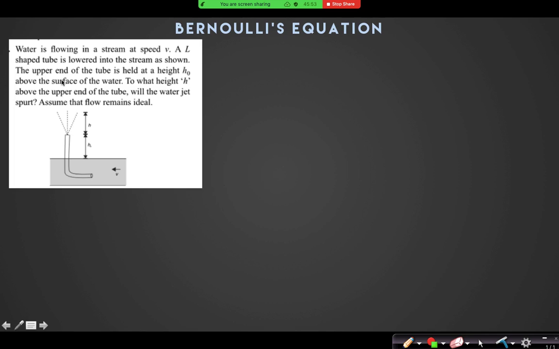Now it says that water is flowing in a stream at a speed v. An L-shaped tube is lowered into the stream. The upper end of the tube is held at a height h0 above the surface. To what height h above the upper end of the tube will the water jet move? Assume that the flow remains ideal. Sir, that is the maximum height. Yes, the maximum height of the flow. Sir, will the answer be v square by 2g minus h naught? Yes, something like that.